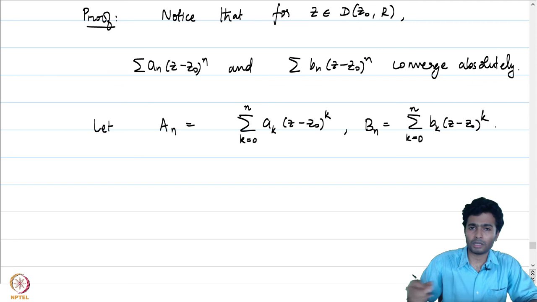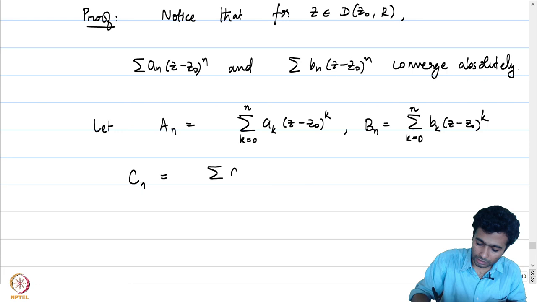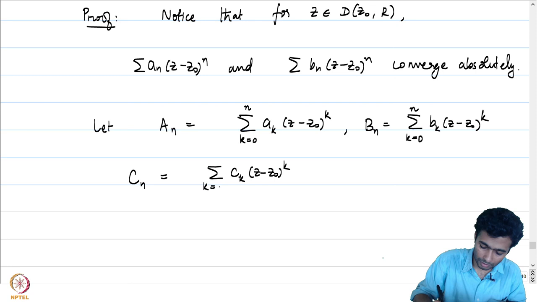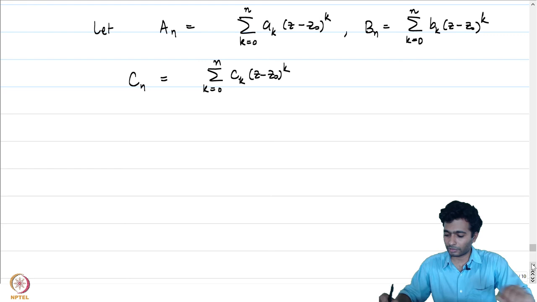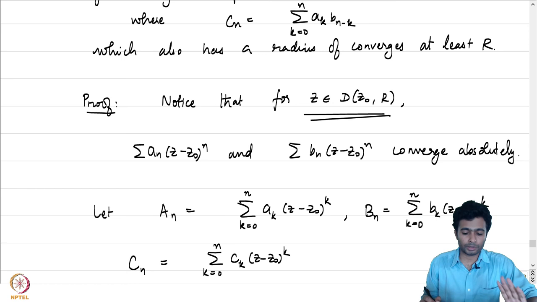Cn, similarly, is defined as the summation ck (z minus z0)^k, k equal to 0 to n. Our goal is to show that Cn converges to f times g at z. So the z is fixed. For z in D(z0, r), a fixed z in D(z0, r) is where we are doing all this analysis.